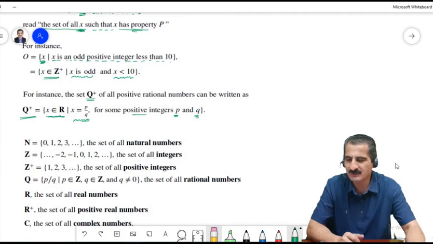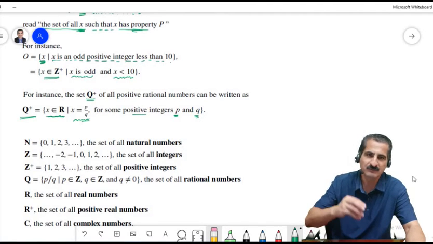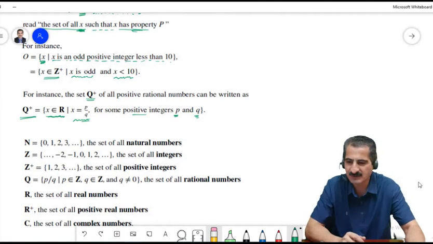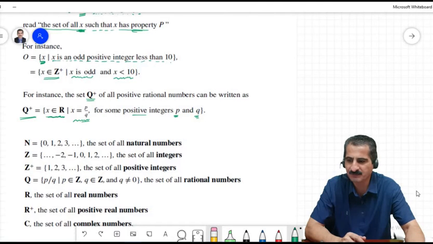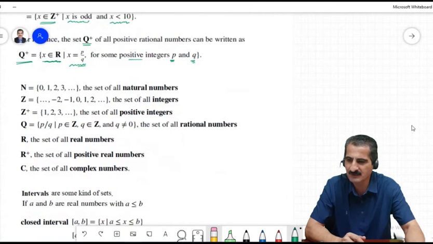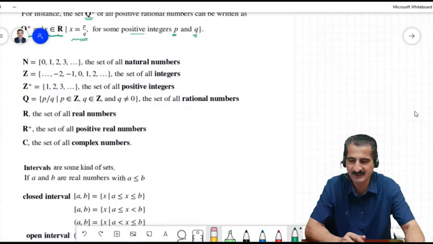If you want to ask, okay, what about negative 2 over negative 3, why would we not take it? It is the same as 2 over 3. So it is enough to say the denominator below and the numerator above are positive. Okay, so this is the way to build sets.